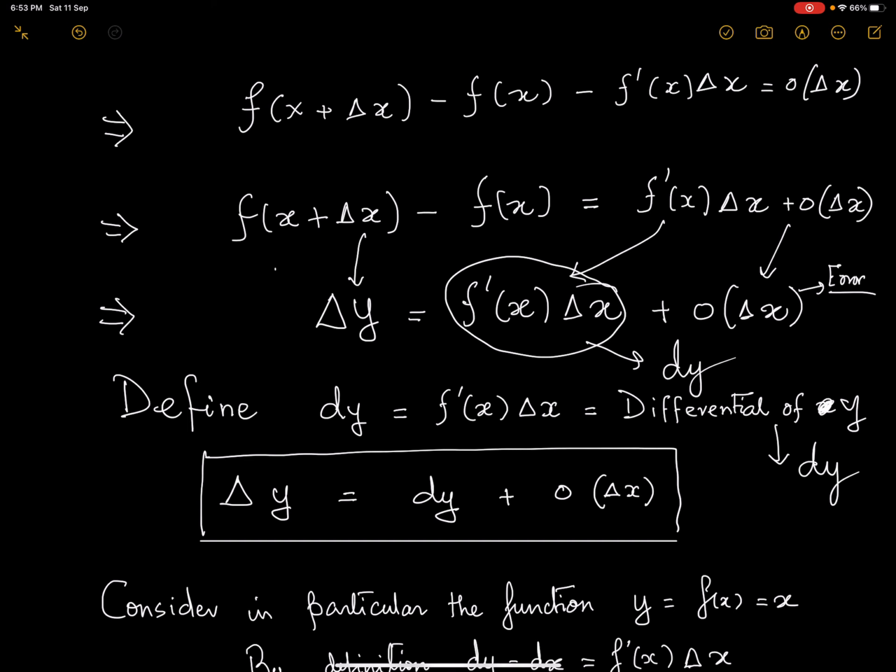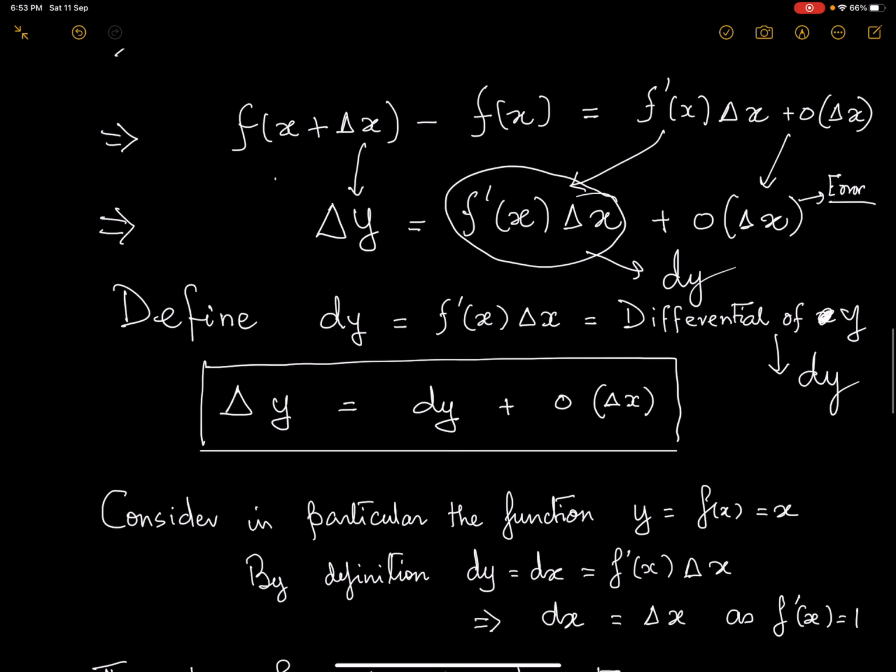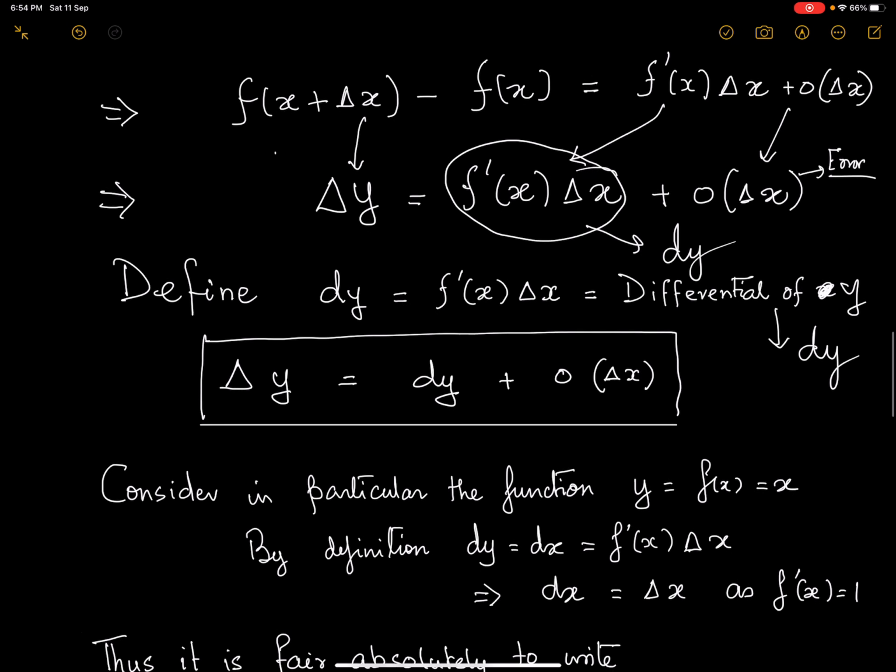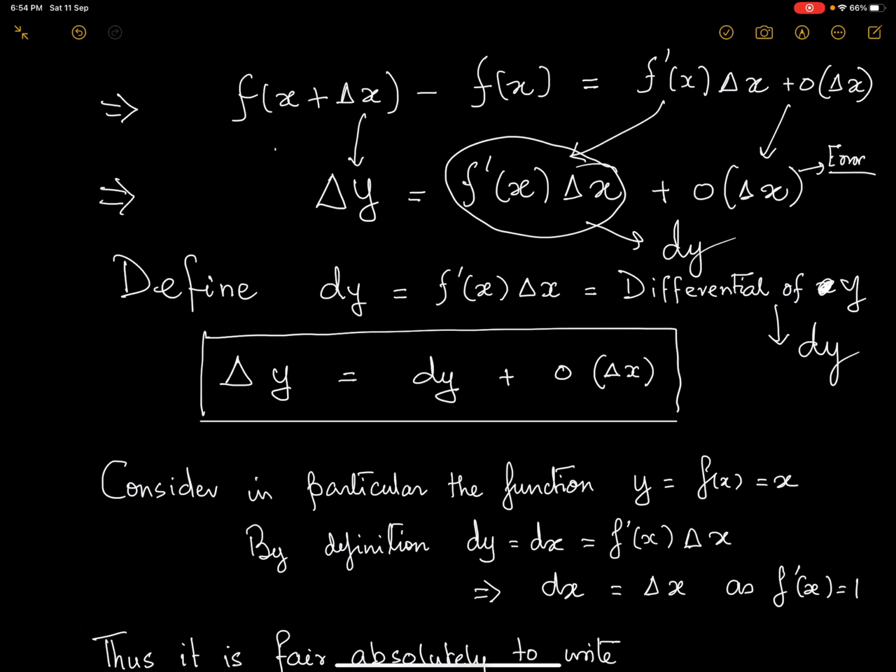So let us look at it in a different way. Now consider I take the particular function y = f(x), and that f(x) is equal to x. The line through the origin making an angle of 45 degrees with the x-axis. So by definition, the differential of y is the same as the differential of x because dy is equal to dx. But what is the differential of y? That is f'(x) into Δx. But what is f'(x) here?